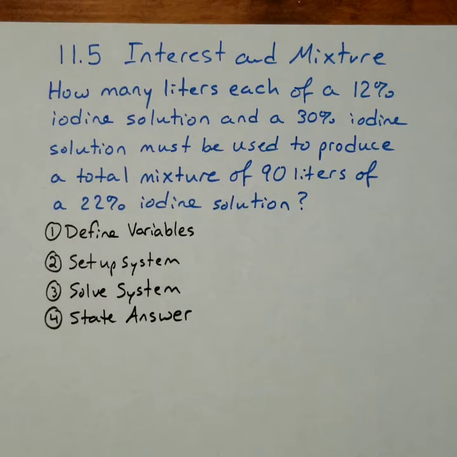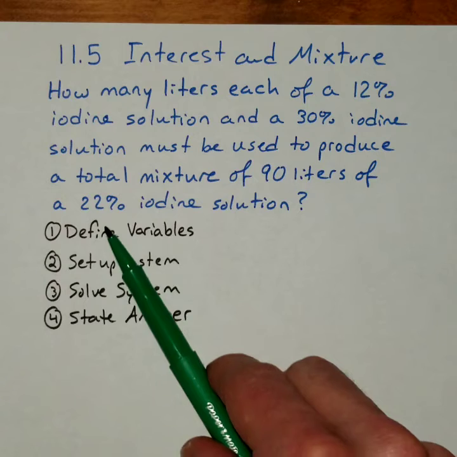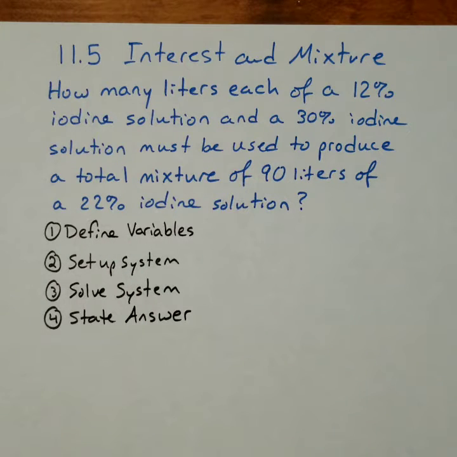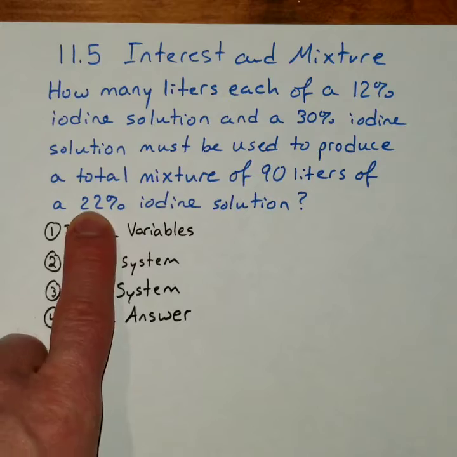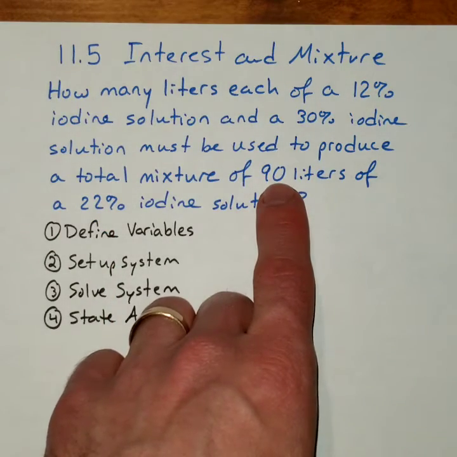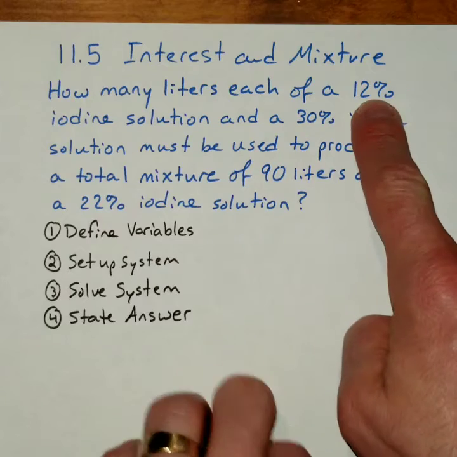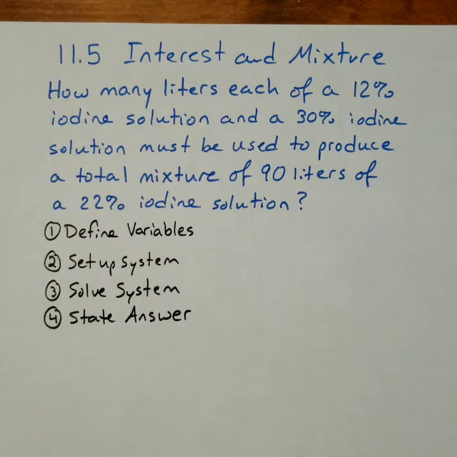And so in this one, this person has access to 12% and 30% iodine solutions. It says how many liters of each of those solutions must be used to produce a total mixture of 90 liters of a 22% iodine solution. So they're taking two solutions, a 12 and a 30, and mixing them together to produce one in the middle, which is the 22%. They need 90 liters of the 22, so the question is how much of each of these do you have to mix to get the desired amount?